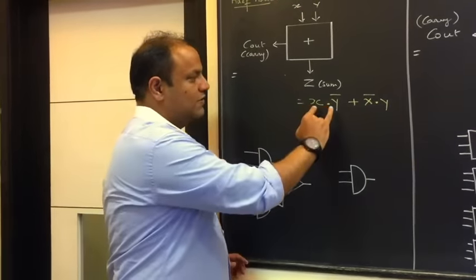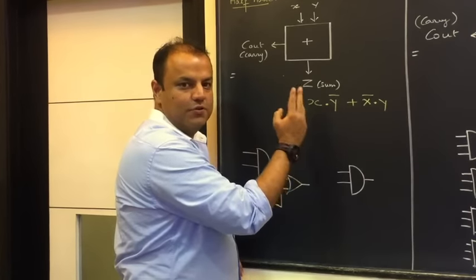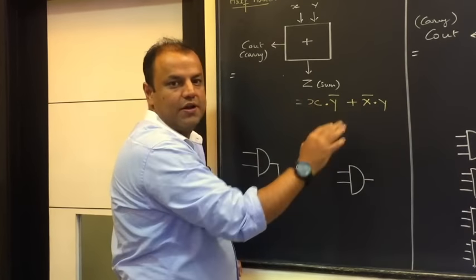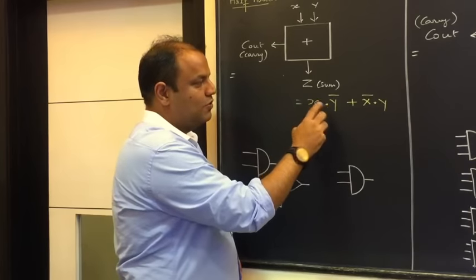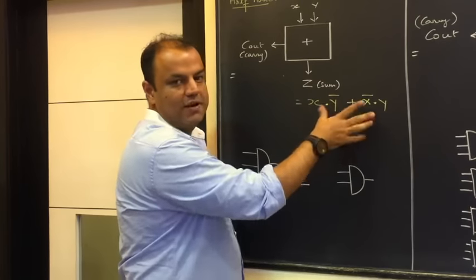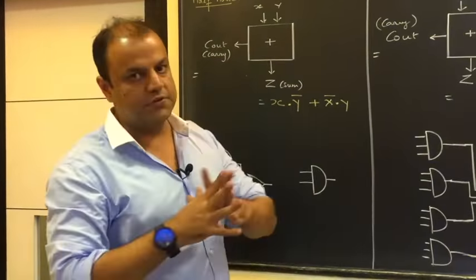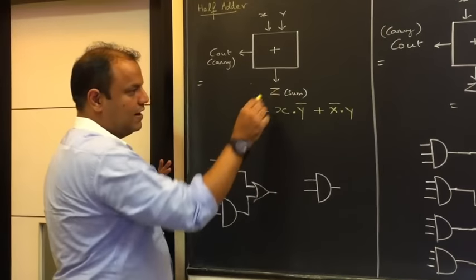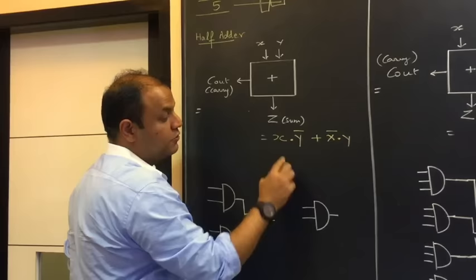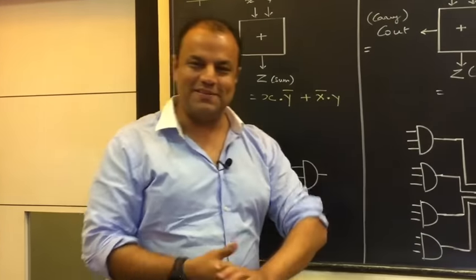Because if both of them are 0, this is AND gate. AND gate, one input is 0, the answer is 0. So you'll get a 0. If both of them are 1, the Y bar will make it 0, the X bar will make it 0. Again, AND gate will fail in both cases. So that means I will get a sum when only one of them is 1, provided the other one is 0. Please tell me, is this formula clear?